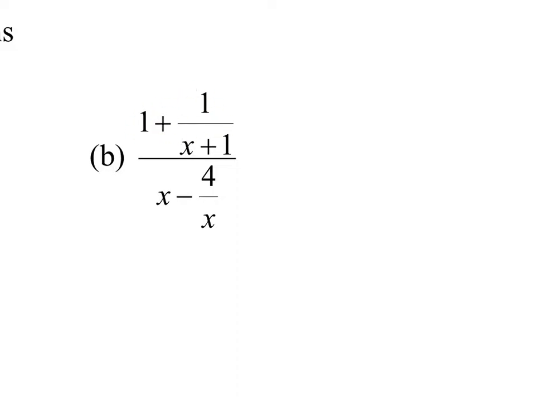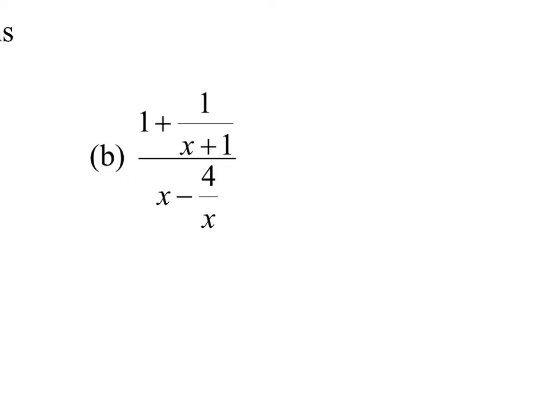plus 1, and treat that as a single problem. Make that into a single fraction. And then look at the denominator, the x minus 4 over x. Treat that as a single problem and make that into a single fraction. Then you're going to have a fraction over a fraction. You keep, change, flip. So let's do that strategy right now.